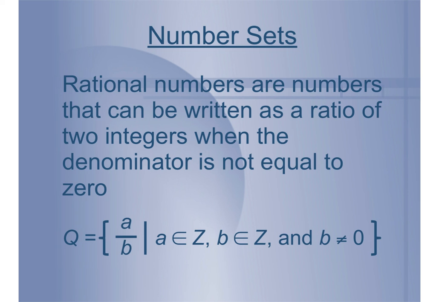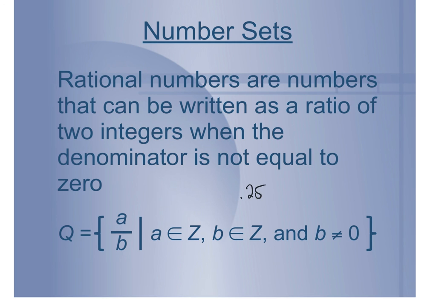These are also, if you have them in decimal form, either terminating decimals, let's say 1/4. 1/4 as a decimal is 0.25, right? So 0.25 would be a rational number because I can write 0.25 as 1/4, okay? Repeating decimals, 0.3 repeating, also fall into this because I can write that as a fraction as well. So if I can write the number as a fraction, it is a rational number.